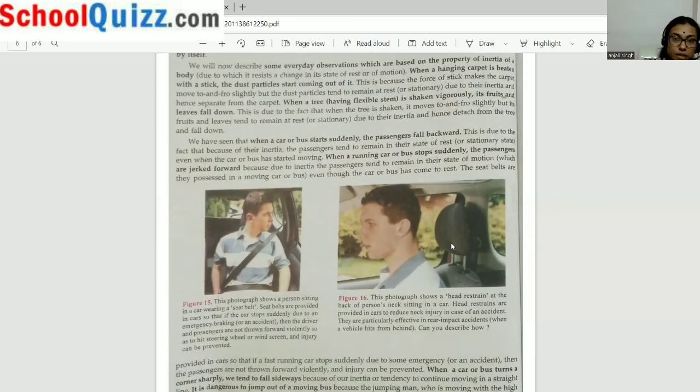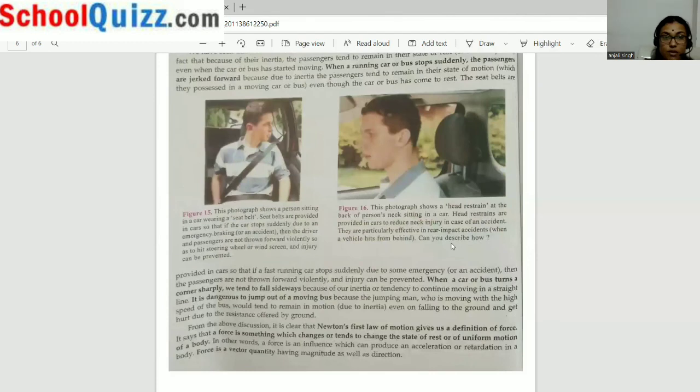Clear? When a car or a bus turns a corner sharply, we tend to fall sideways. When a bus is turning, we also tend to move in the direction of the bus's original motion. This shows the inertia of direction. The seat belt example shows the inertia of motion, and this example shows the inertia of direction. Please read it on your own. So this is the case of Newton's first law as well as inertia.